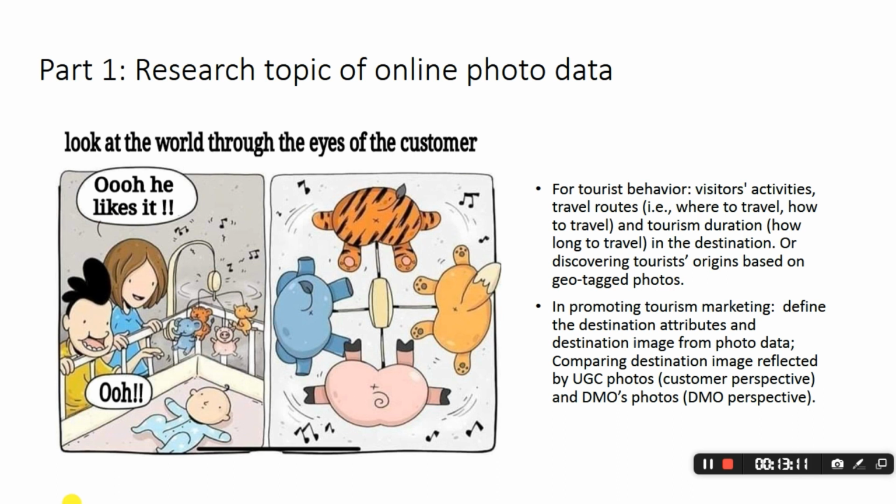Online photos have also been used in promoting tourism marketing. Researchers define the destination attributes and the destination image based on the online photo data. In addition, some researchers also compared the destination image reflected by user-generated content photos and DMO's photos, in this way to find the gap between the perceived destination image and the projected destination image.